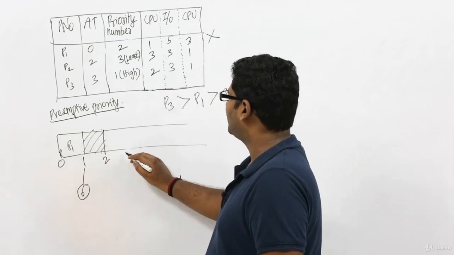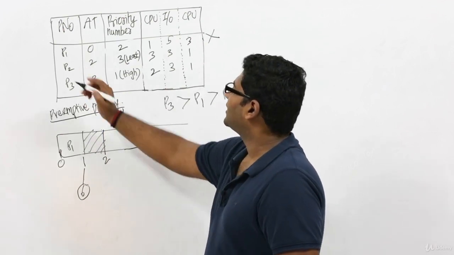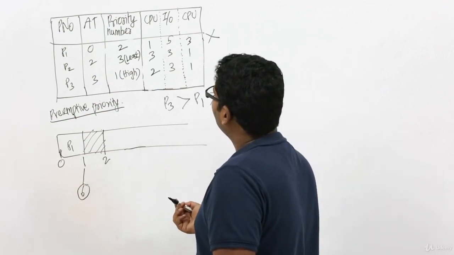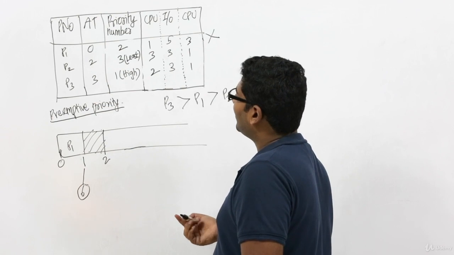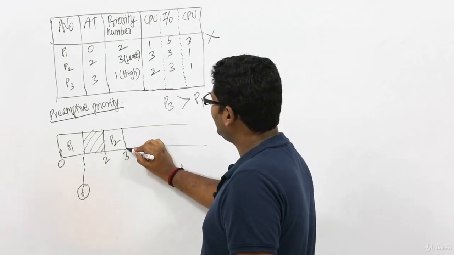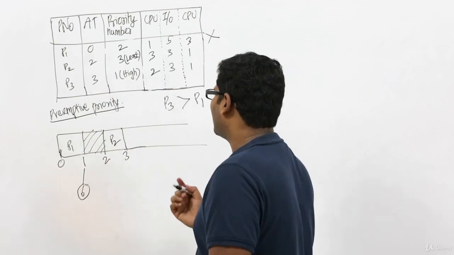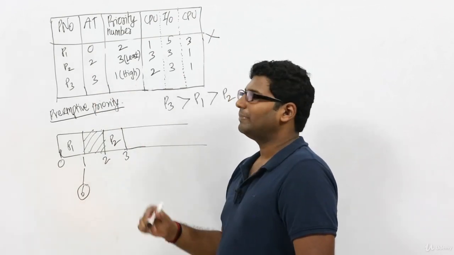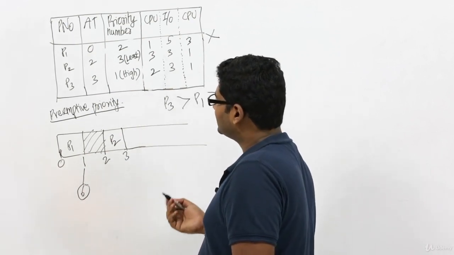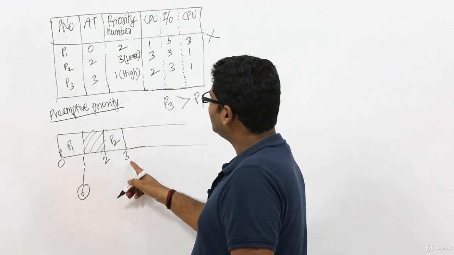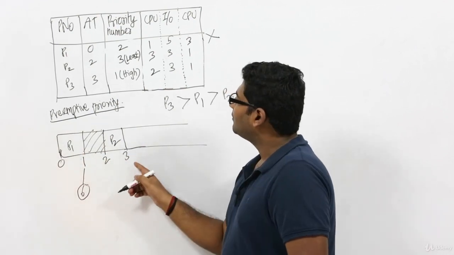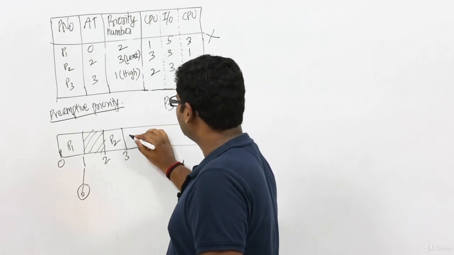Because at time unit 2, P2 is arriving to the RAM. Now let's execute P2. P2 will execute for at least one time unit, because at time unit 3, P3 is arriving to the RAM and the priority of P3 is the highest. Since we are using preemptive priority based scheduling, we are preempting P2 and then executing process P3.